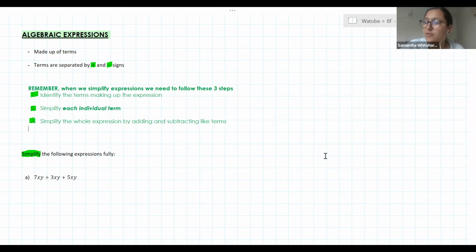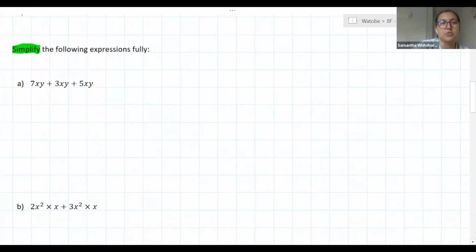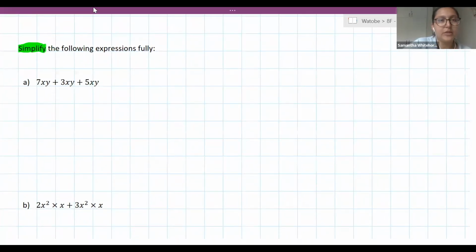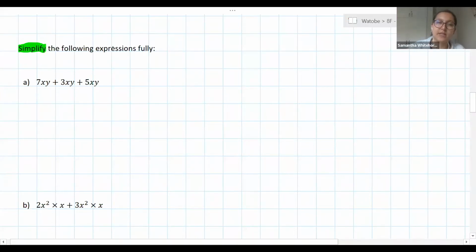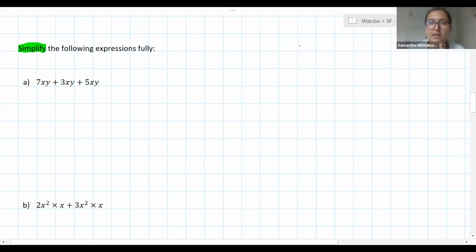Okay, so if we have a look at the expressions that we have here, there are a couple things we want to be able to do. So I'm going to look at this first one here, and I'm going to ask you some questions. You can raise your hand or you can put it in the chat. But if we look at this first expression in A, we've got 7xy plus 3xy plus 5xy. So my first question to you is, and again, you can just pop it in the chat if you want, how many terms are there in this expression?